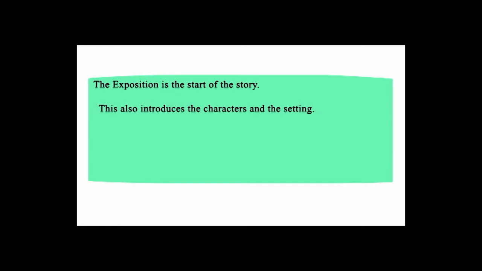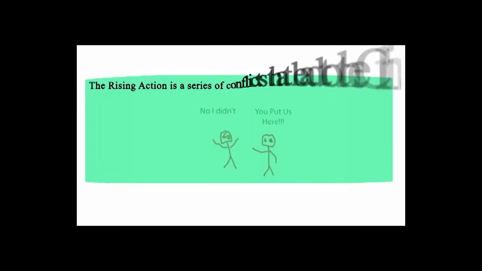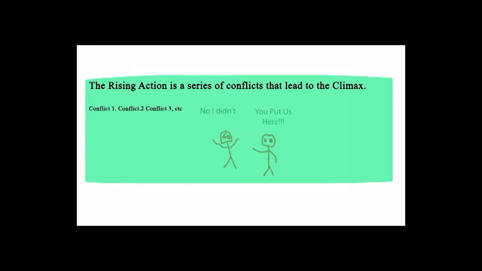The rising action is a series of conflicts that lead to the climax of the story. The climax is the most intense or shocking part of the story. Think of the graph I showed you earlier. The climax is at the top, like the peak of a mountain.